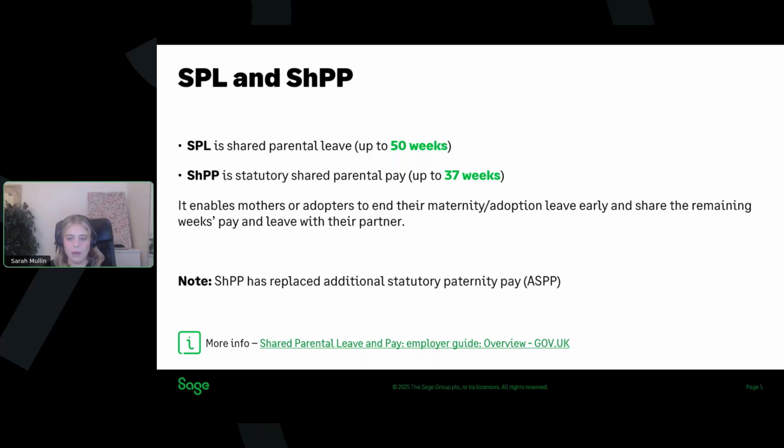Here's a little bit on how it works. The mother or main adopter can choose to end their maternity or adoption leave early, and the remaining entitlement, both leave and pay, can then be shared with their partner. This just gives families a little more flexibility on how they care for their child during that first year.